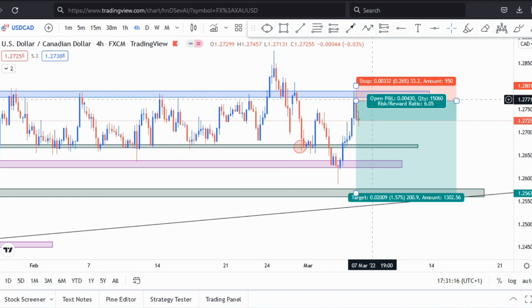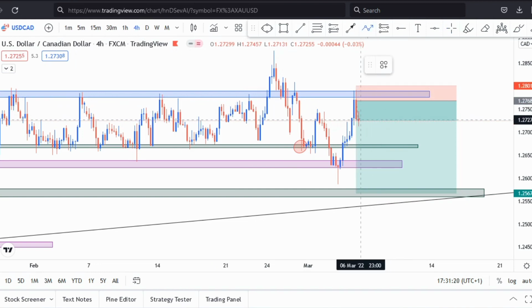But on the 4-hour time frame, this is what I'm expecting for price: to continue to the downside, back to this support level here. It could even break that, going all the way down to the support level as well as the trend line. Then we'll be looking to see how price reacts.